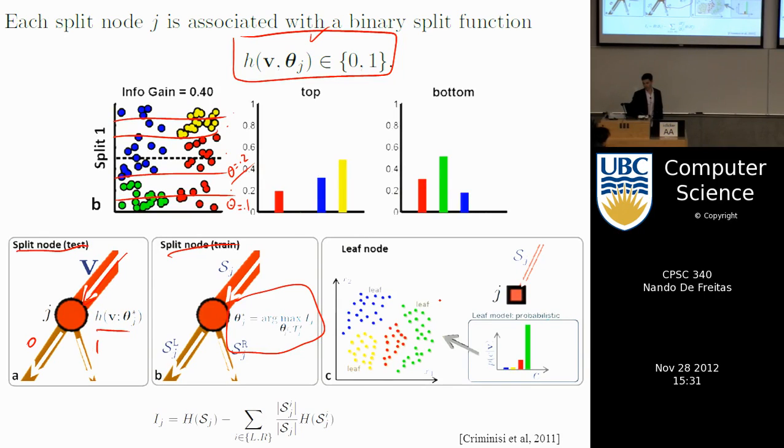And then on each leaf, we just calculate how many greens are there, how many blues, and that histogram gives us the probability of that point being classified into each of the four classes. Okay, so that's basically all of decision trees in one slide there. So everything you need to implement it is in that one slide.